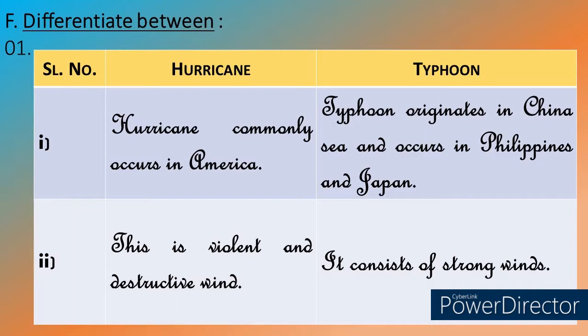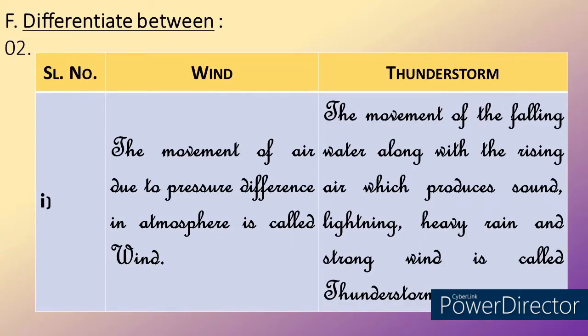Very easy. Hurricane occurs in America, whereas typhoon originates in China and occurs in the Philippines and Japan. Hurricane is violent and destructive, whereas typhoon is strong wind. The next question is: differentiate between wind and thunderstorm.